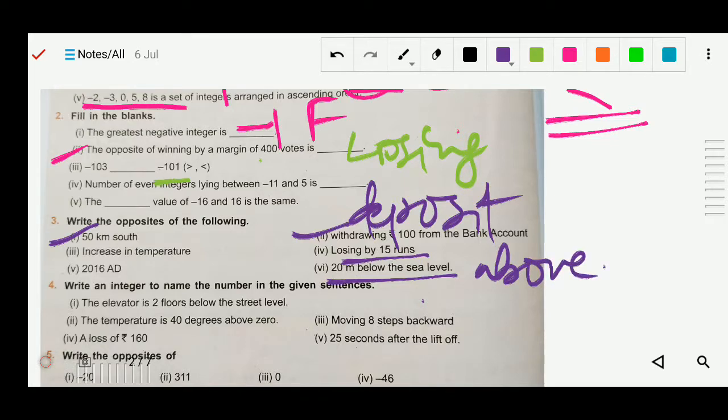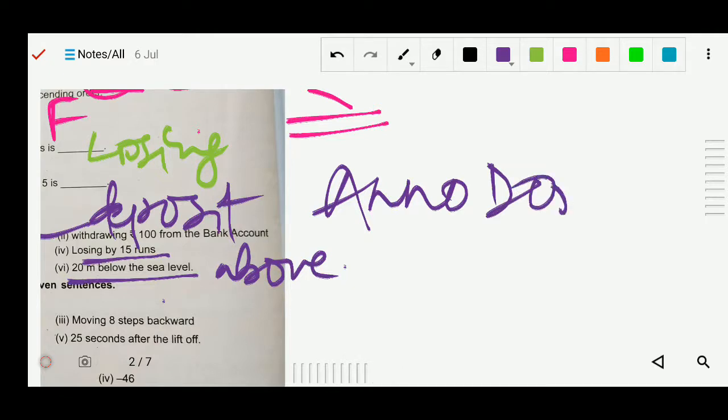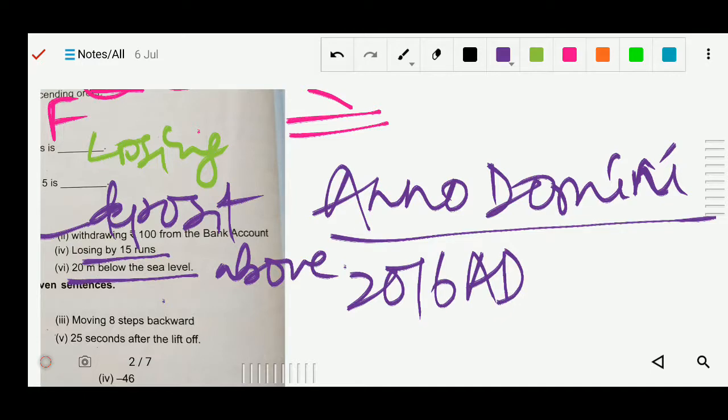Now here is 2016 AD. What is the full form of AD? Anno Domini. AD stands for Anno Domini. Now the opposite of 2016 AD, Anno Domini, will be 2016 BC.